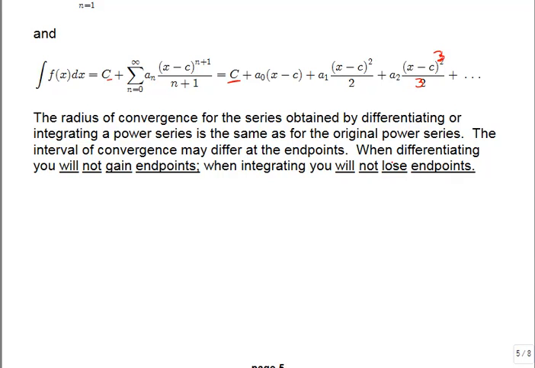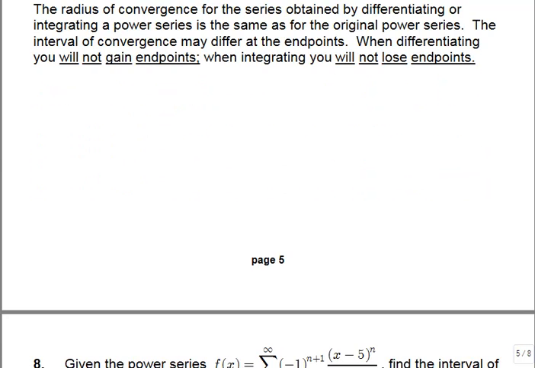Now here's something to kind of remember or memorize. When you differentiate, you will not gain endpoints. So if you are missing an endpoint with a strictly less than sign, you're not going to get it as a result of taking a derivative. When you're integrating, you will not lose endpoints. So if you start with a series that includes an endpoint with a bracket and then you integrate it, it's going to stay included for the integral.